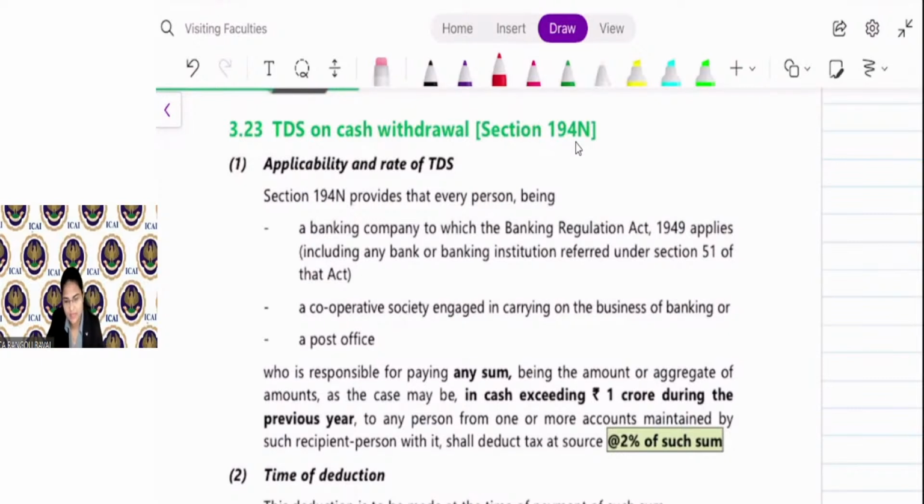Yes, yes. In case of a salaried individual also, he does not have any business in the last year. So the TDS under 194C, J, and H is not applicable.